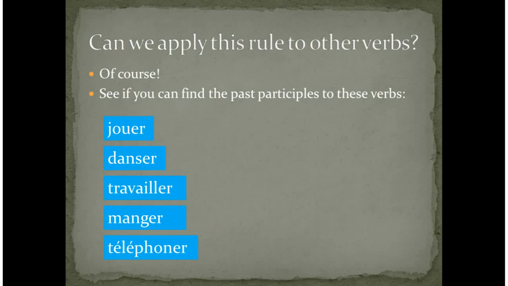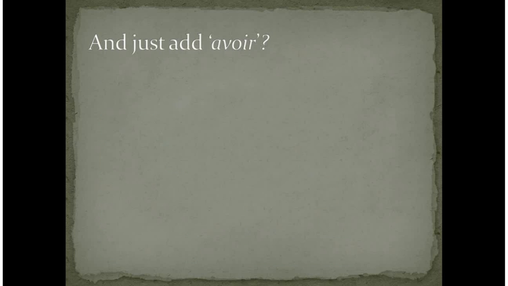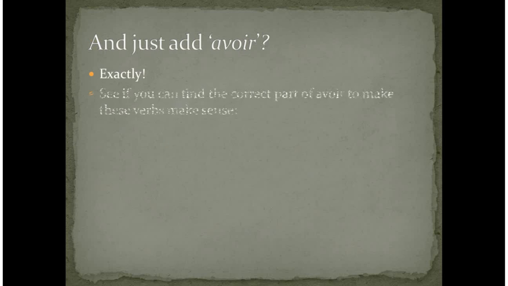So jouer, to play, becomes joué, with an acute accent on the e. Danser, to dance, becomes dansé, danced. Travailler, to work, is travaillé, worked. Again, you're hearing the pronunciation is exactly the same from the infinitive to the past participle. Manger is to eat, mangé is ate or eaten, and téléphoner is to telephone, téléphoné, telephoned. So you just add avoir at the beginning to turn these verbs into the perfect tense.